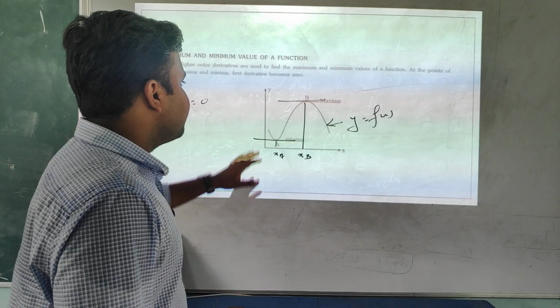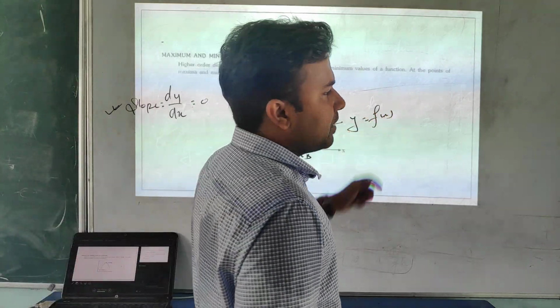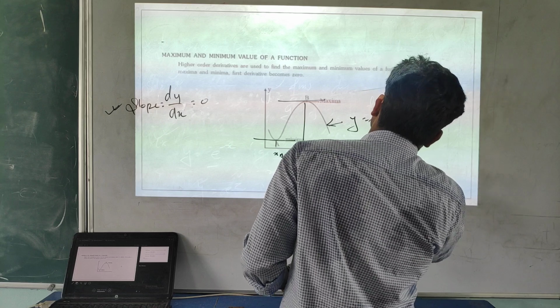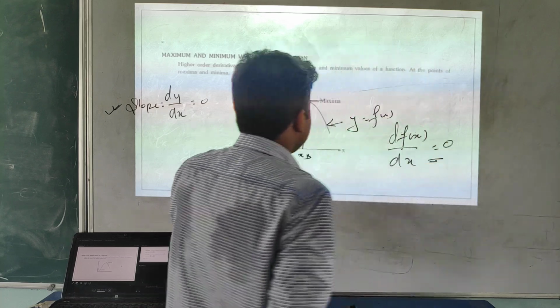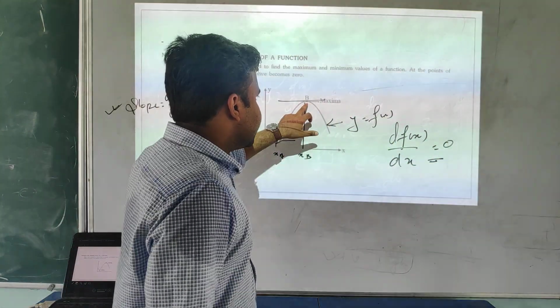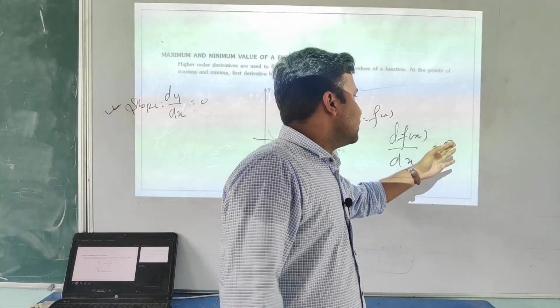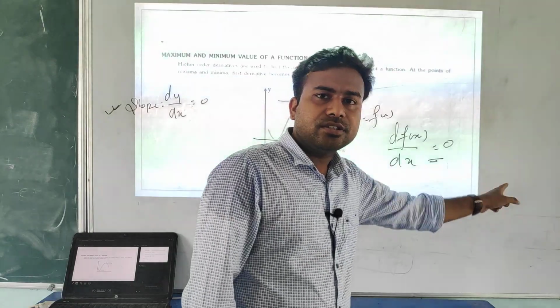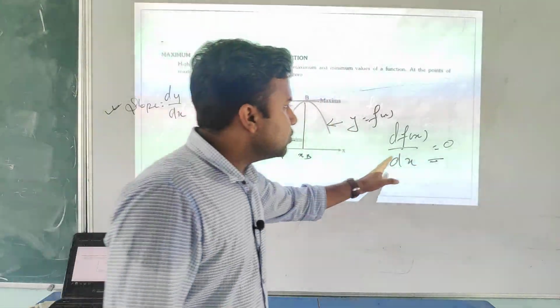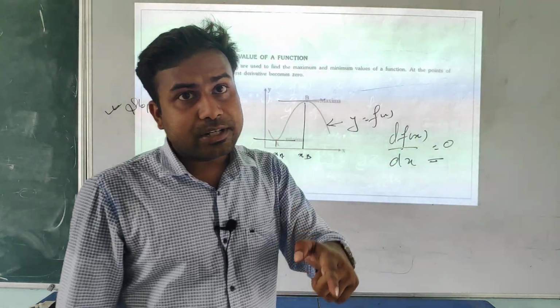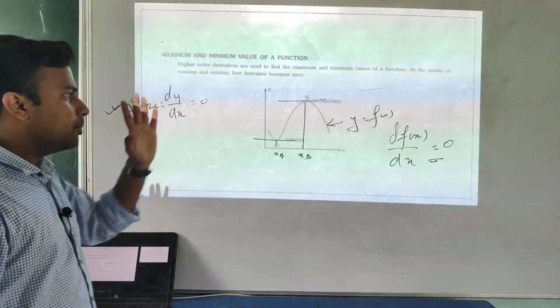I am repeating again. If the function y equal to f of x is given, what will you do? Differentiate it, dy by dx, and equate it with 0. Why am I equating with 0? Because look at the slope at these points, at maxima and minima, we are getting 0. That's why we equate this with 0, and whatever solution you get here is the point where you will get the maxima or minima.